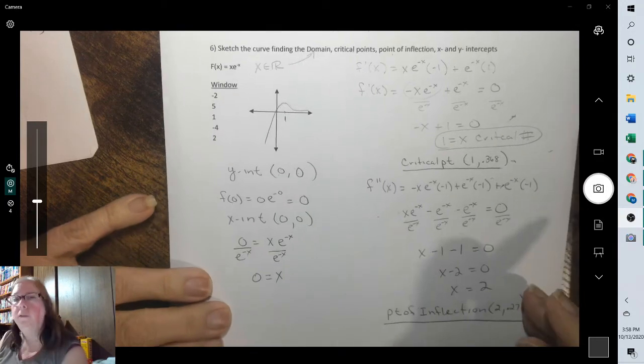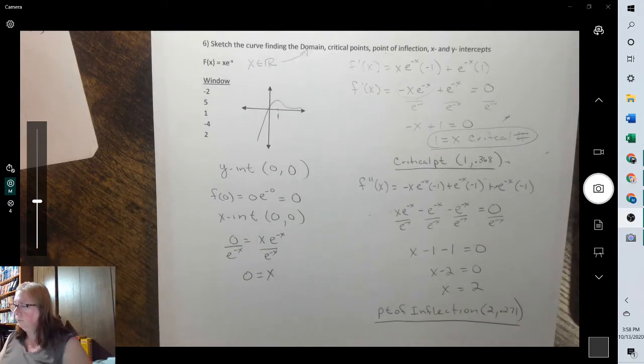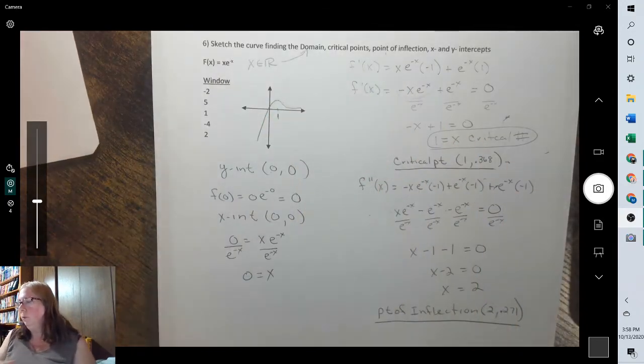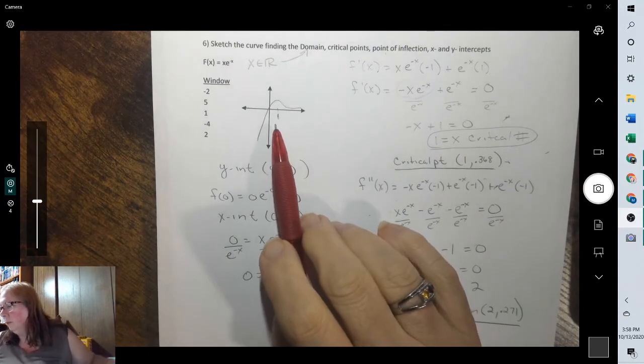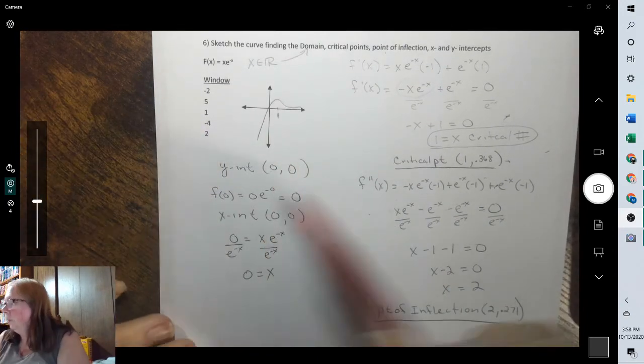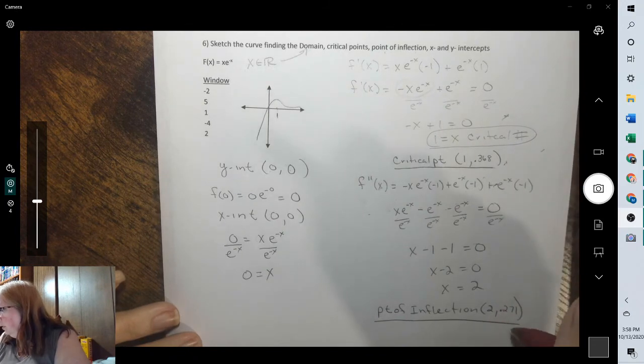That's all we needed to look for. So you would need to go through all these steps, but we use the calculator for most of our graphing. But you do need to be able to find the critical point and the point of inflection.